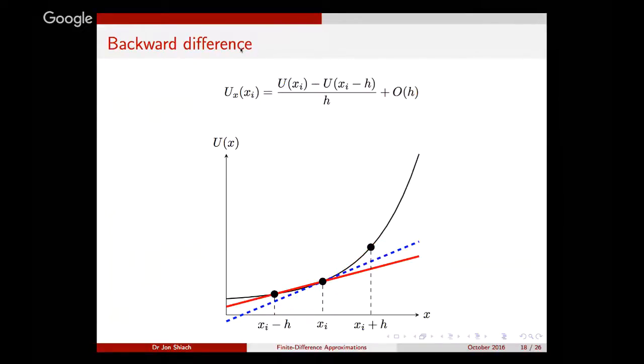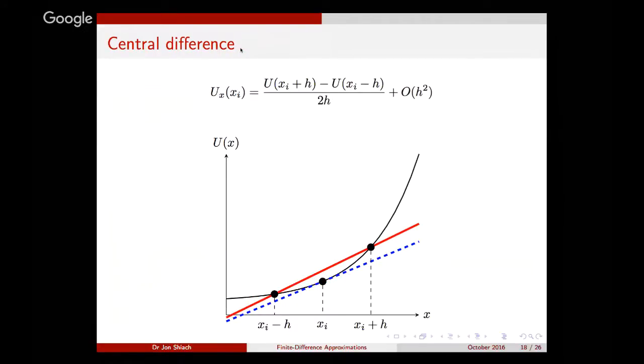What about the backwards one? Well, this time, instead of going forwards, we take a step backwards. So we use those 2 points to calculate the slope. And again, it's not a great approximation. Central: we go forward and backwards. So we ignore the bit in the middle, take a step forward, take a step backwards, and approximate the slope, and it's a better approximation. So our central difference, which is second order, is better than our first order differences. Stands to reason.